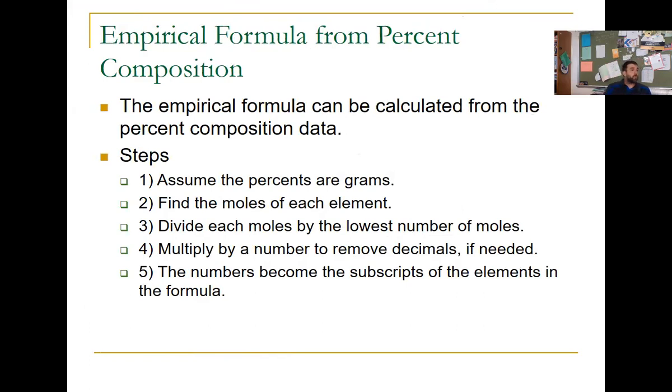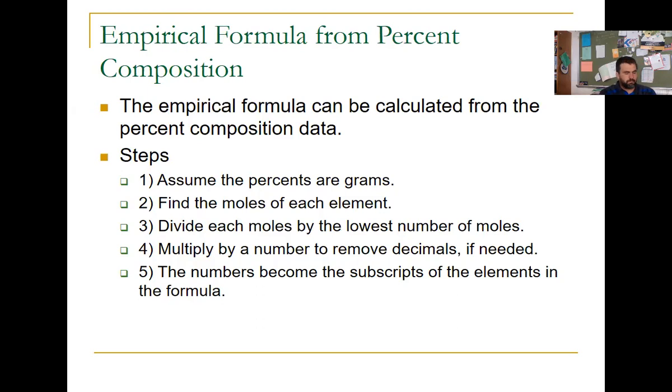I'm going to tell you what your homework is tonight. It is a quiz tonight, okay, over percent composition. Your first step is to assume all percents are grams. So if I tell you something's 78% carbon, you start with 78 grams over 1, okay? And then you have to find the moles of each element.